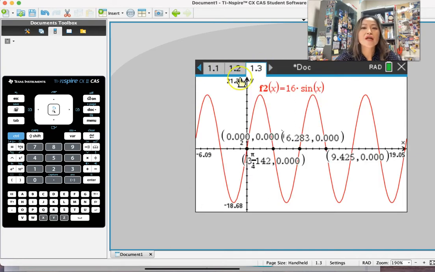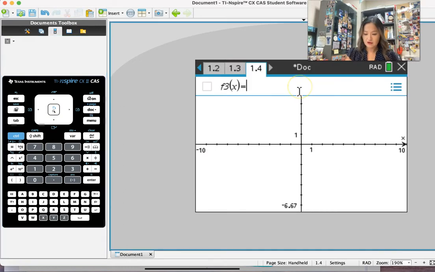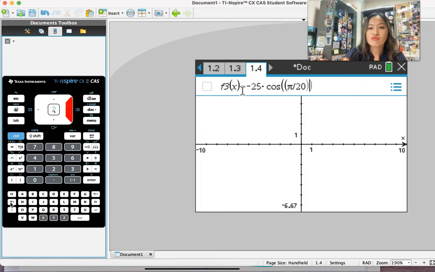So let's start over. I'm going to go to menu, open a new page, get a graph. Okay, sorry about that. -25, let's try that again. -25, ready? Cosine. I'm going to put a times sign there. Parentheses, pi over 20. Sorry, I think it's 20, right? Times, remember, it's pi over 20 times x.